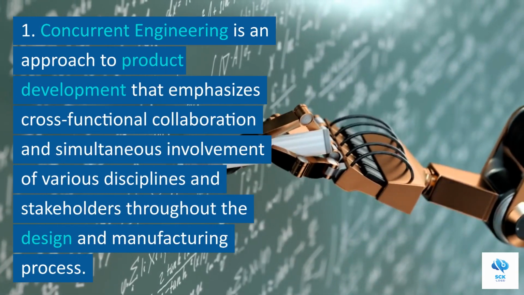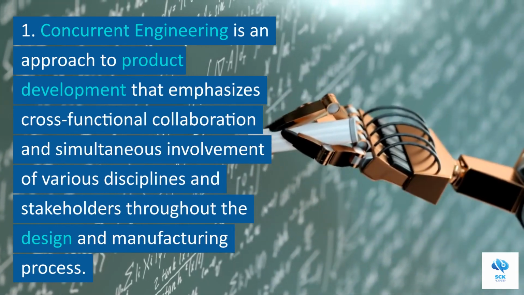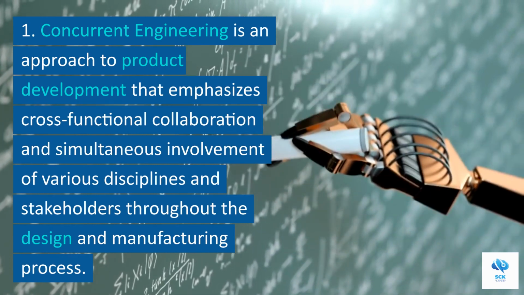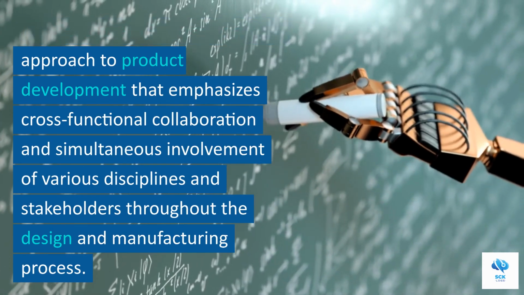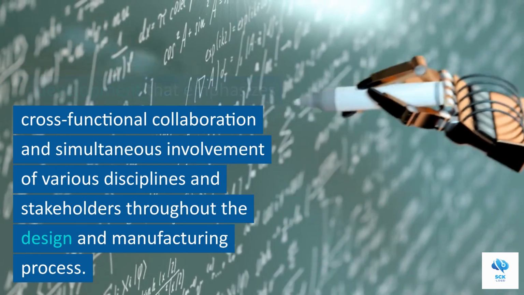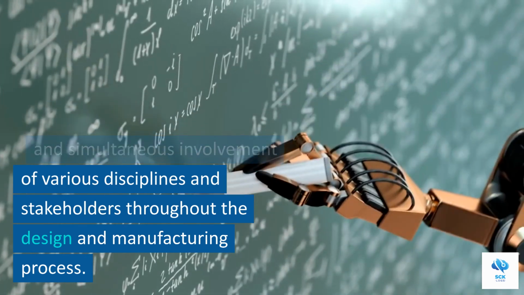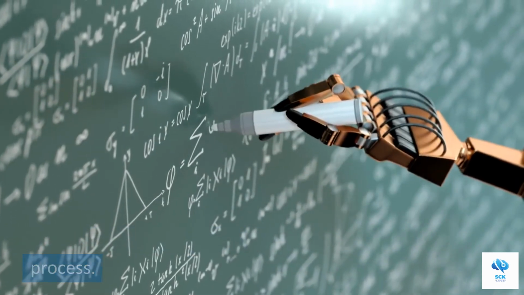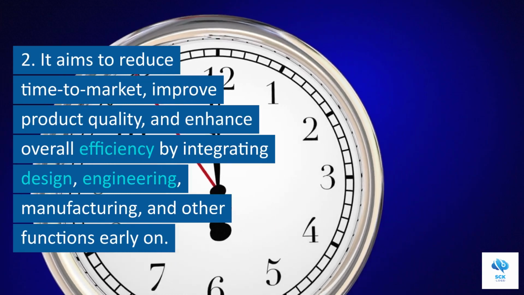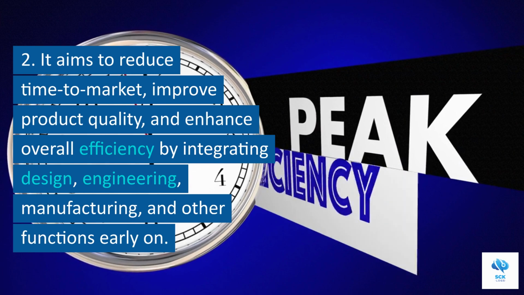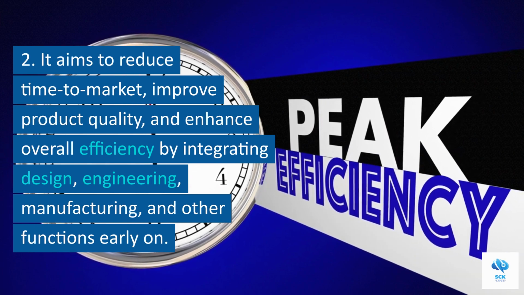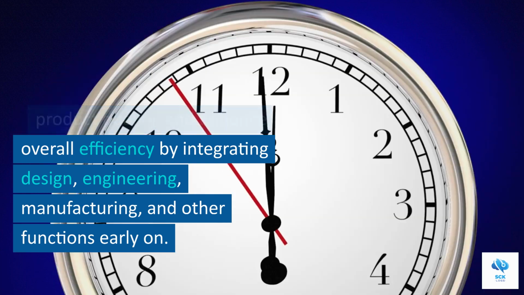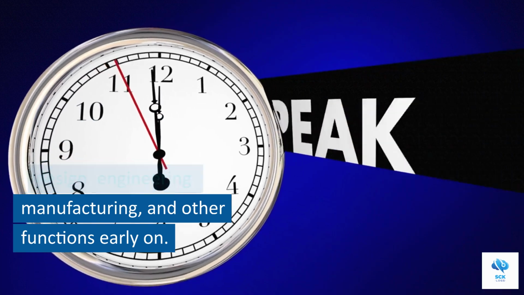1. Concurrent engineering is an approach to product development that emphasizes cross-functional collaboration and simultaneous involvement of various disciplines and stakeholders throughout the design and manufacturing process. 2. It aims to reduce time to market, improve product quality, and enhance overall efficiency by integrating design, engineering, manufacturing, and other functions early on.